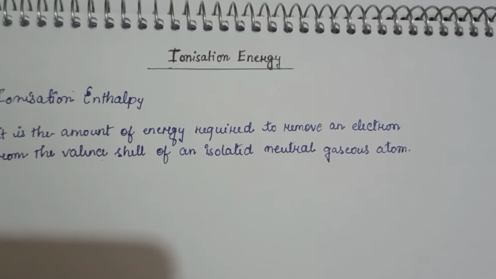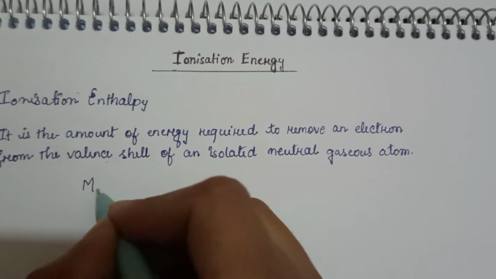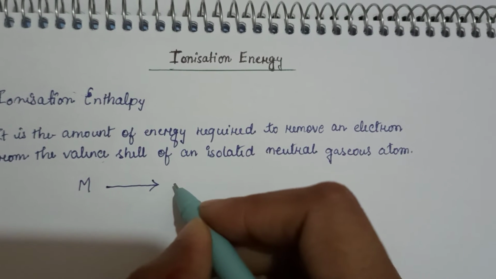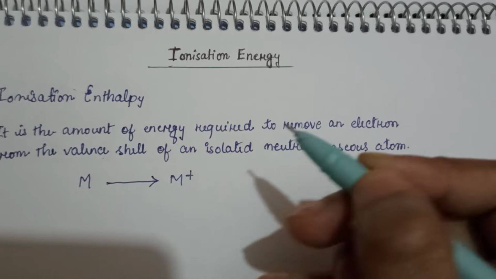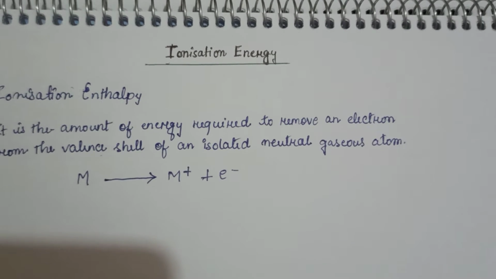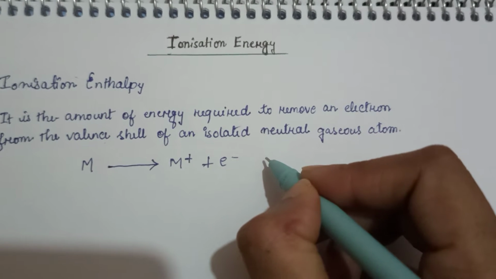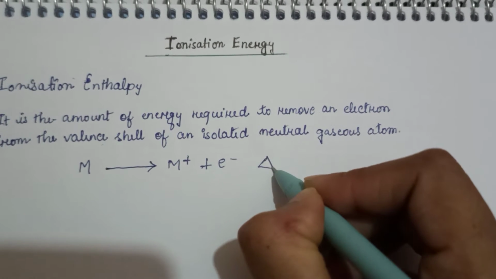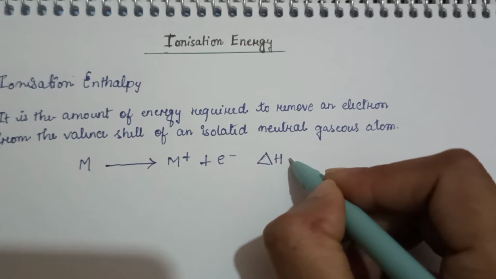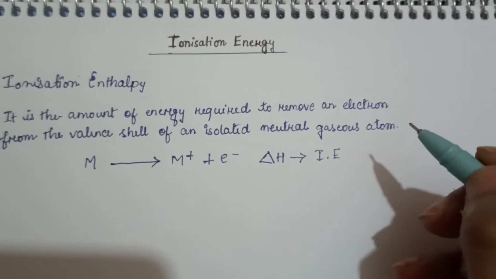So if we want to write it in equation form, we can write it like this: M, and from this isolated atom we are removing an electron and we are having an ion M plus and an electron. So in this case of removal of electron, we need energy, and that means we have to supply energy, delta H. This delta H value signifies our ionization enthalpy or ionization energy.